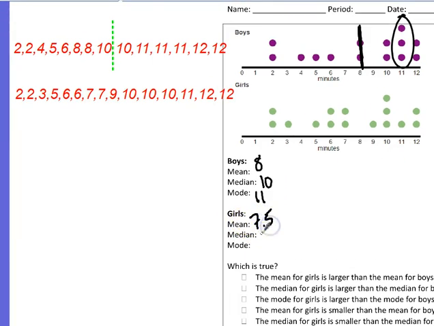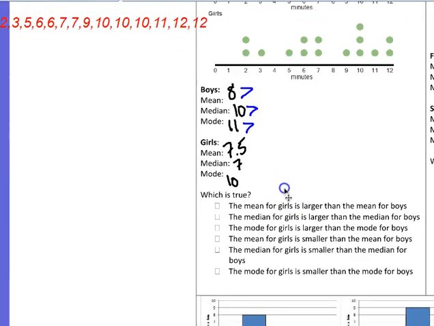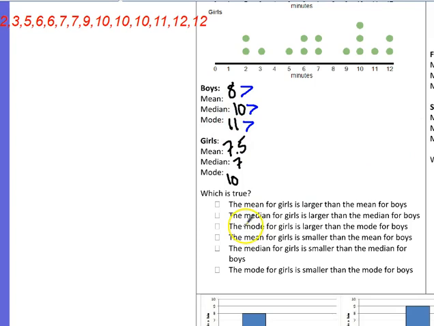Okay, so if I was comparing boys to girls, it would be the case that the mean is greater for the boys, the median is greater for the boys, and the mode is greater for the boys. I was seeing people tell me that one of those was different, so let me double check. No, that looks right to me. So in all three cases, the mean, median, and mode for the boys is greater, and so that means the girls are smaller for the mean, the median, and the mode. Please do the other one on your own.